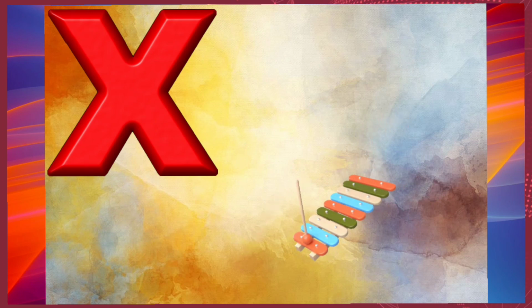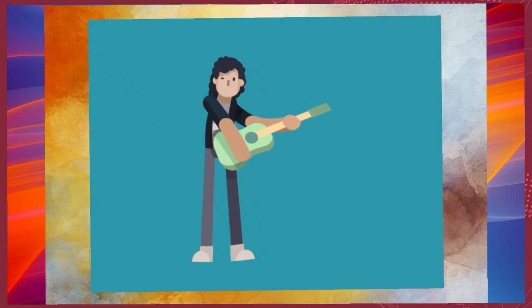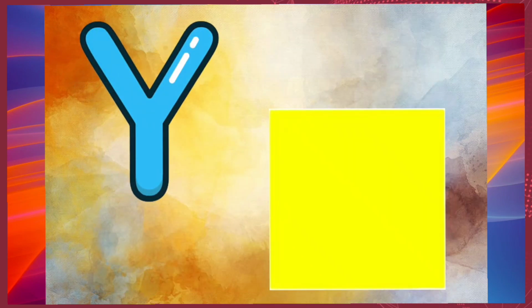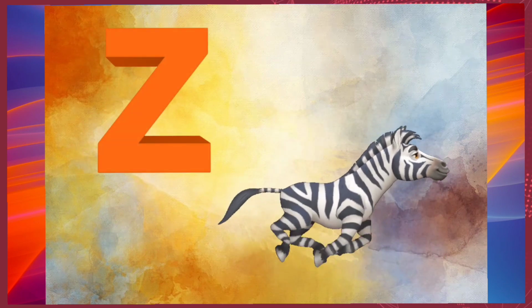X is for xylophone, z, xylophone. Y is for yellow, ya, yellow. Z is for zebra, z, zebra.